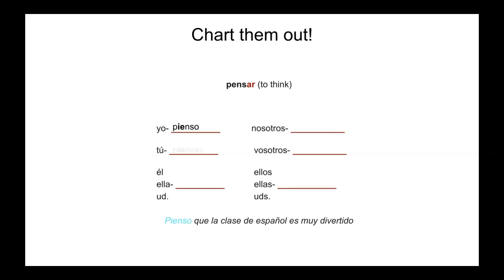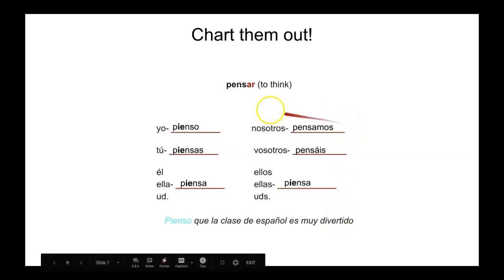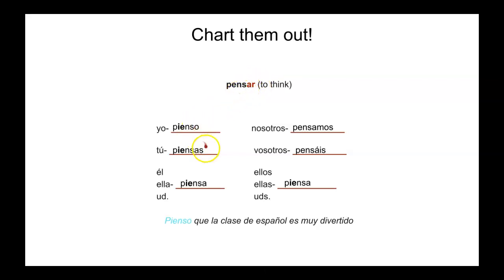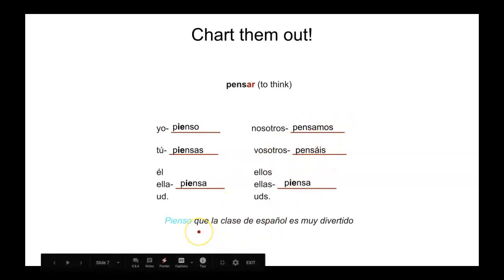Tú form. Él, ella, usted. Nosotros. Vosotros. Ellos, ellas, ustedes. Okay, so pensar, an E to IE stem changer in the present tense, also an AR verb. So if you have those AR endings written down, you know to put them where they belong. Pienso que la clase de español es muy divertida.